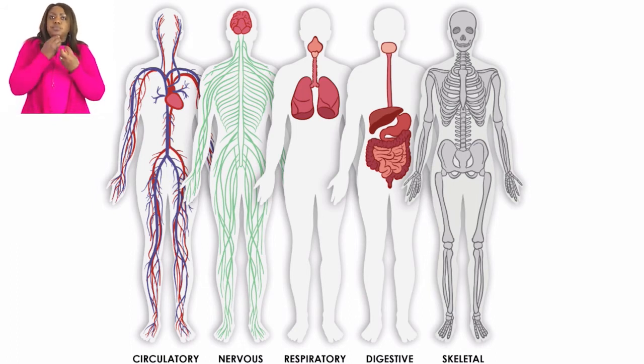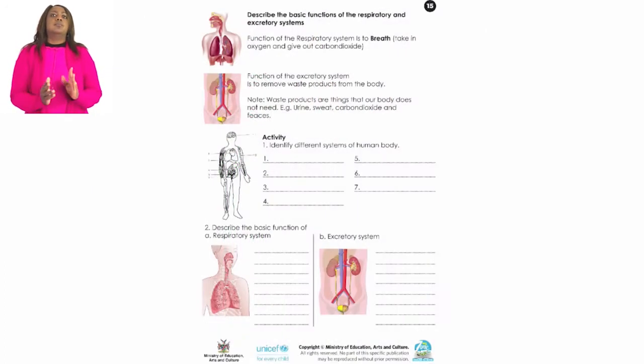The last system is the skeletal system or skeleton system. It is made up of bones, which help you to move, run, and support the body. Let's turn to page 15. The second competency says that you have to describe the basic function of the respiratory and excretory system.